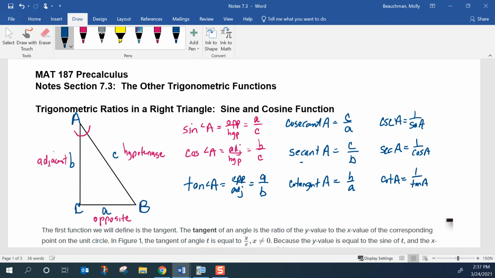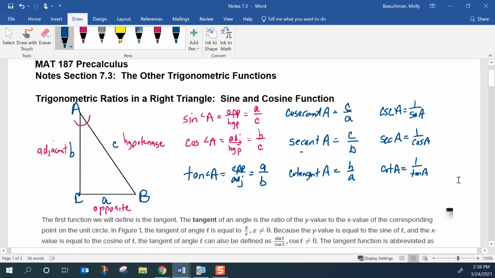So we have 3 different trig ratios, sine, cosine, and tangent, where you can take ratios of different sides, a to c, b to c, and then a to b. And then those 3 trigonometric ratios have reciprocal functions called the cosecant, secant, and cotangent. So there are 6 trigonometric ratios in a right triangle, and therefore 6 trigonometric functions. Whether they're on the unit circle or in a right triangle, those are the 6 functions.